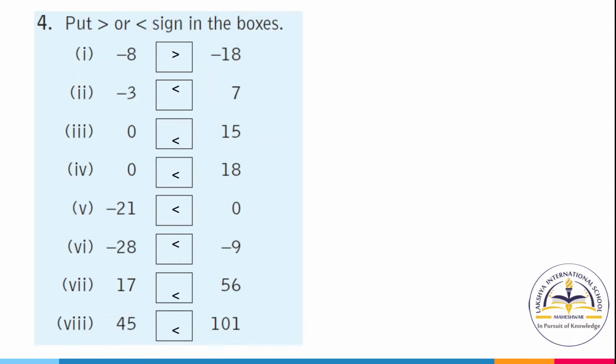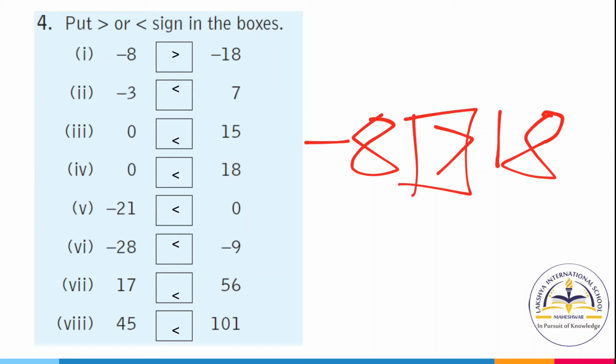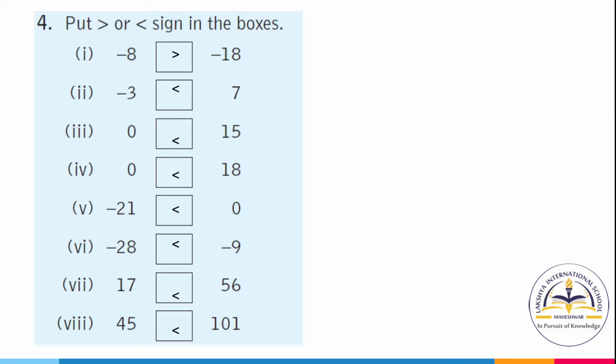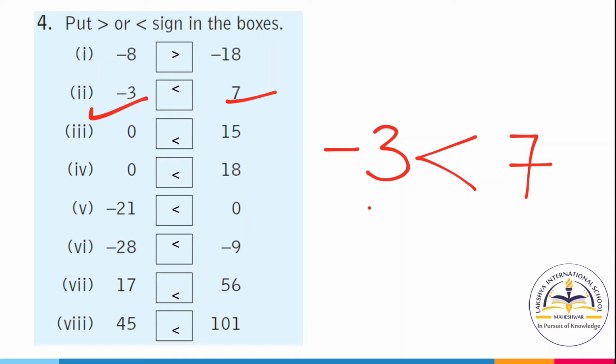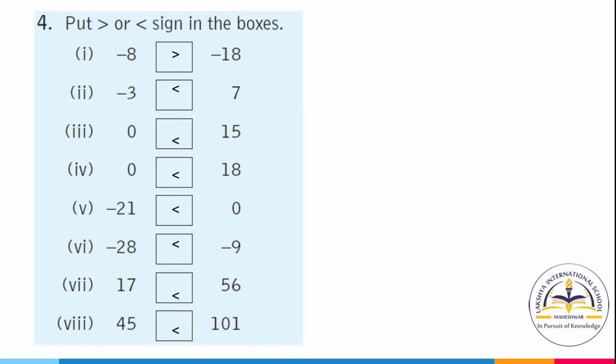Now question number 4, put greater than or less than sign in the boxes. Here you have to compare both the values and put the sign in the boxes. First question, -8 and -18. Here -8 is greater than -18, so we have to put the greater than sign in the box. Now -3 and 7, so 7 is greater. Like this you have to solve this question.